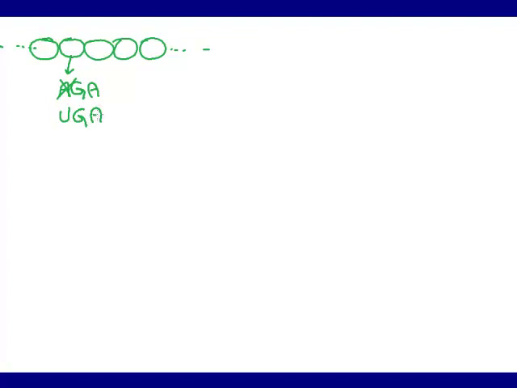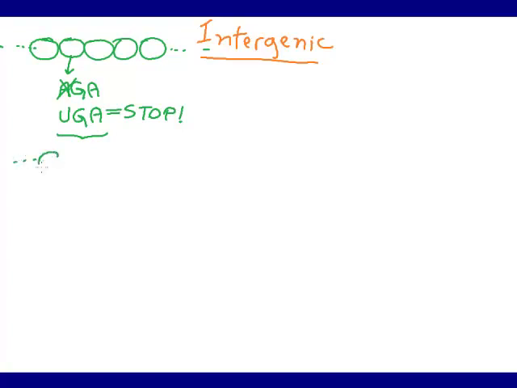Stop codon. U something. UGA, UGA. So this thing mutated from AGA to UGA. And now this does not code for an amino acid anymore. This is going to code for a stop sequence. So when this gene is transcribed, it is going to have the mutation in it.